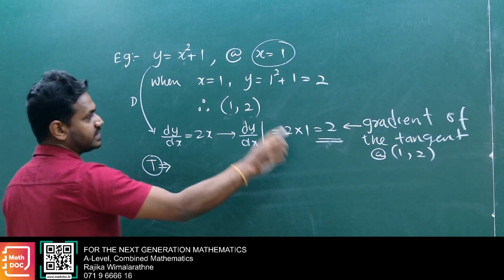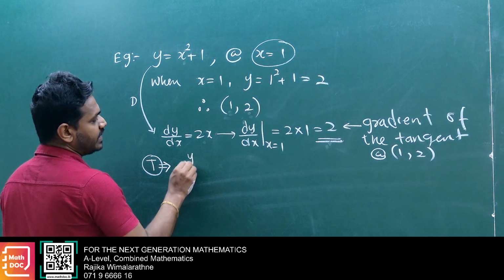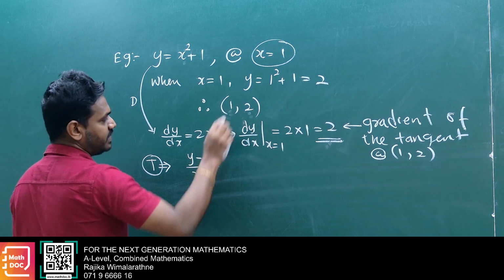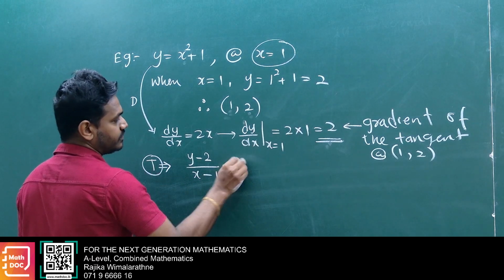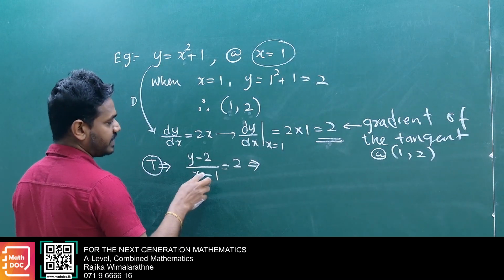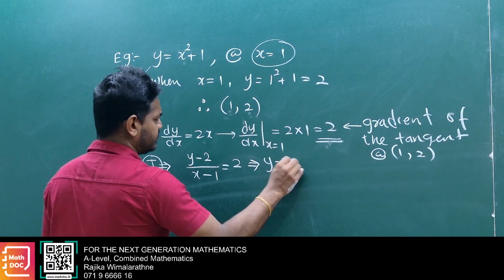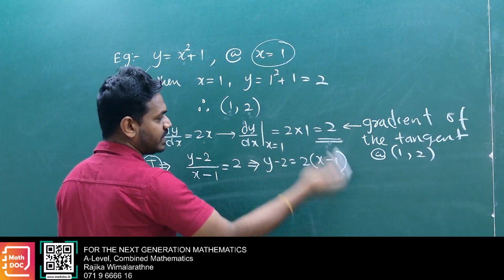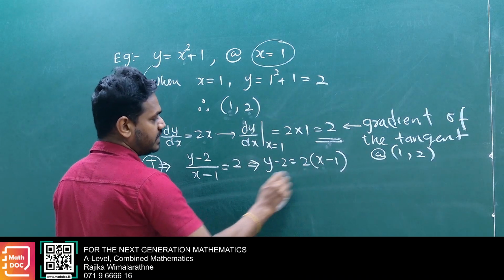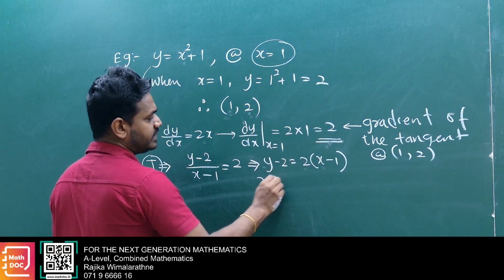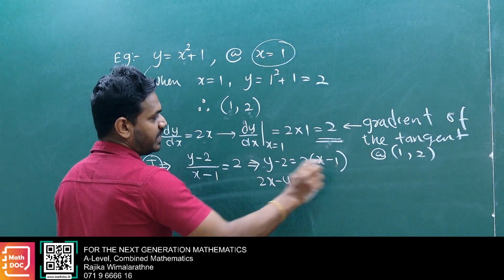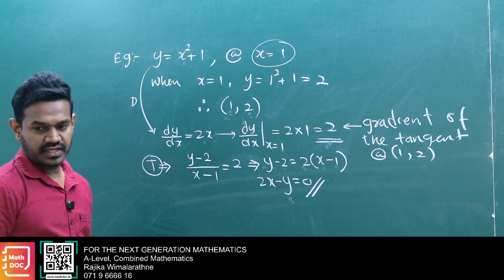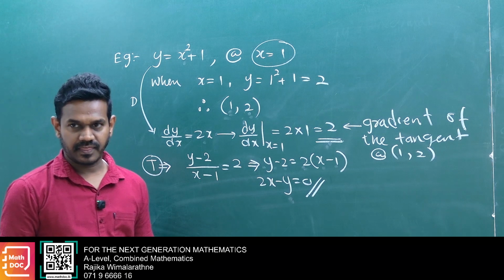Now we know the gradient, then write the tangent. The tangent equation: y minus b, that is 2, over x minus a, that is 1, equals the gradient 2. Thereafter you simplify this. y minus 2 equals 2 times x minus 1. Better to write in general format, taking all terms into one side. Here 2x, when you put y on the other side, minus y, here minus 2 cancels. Here is the equation of the tangent, simple thing.